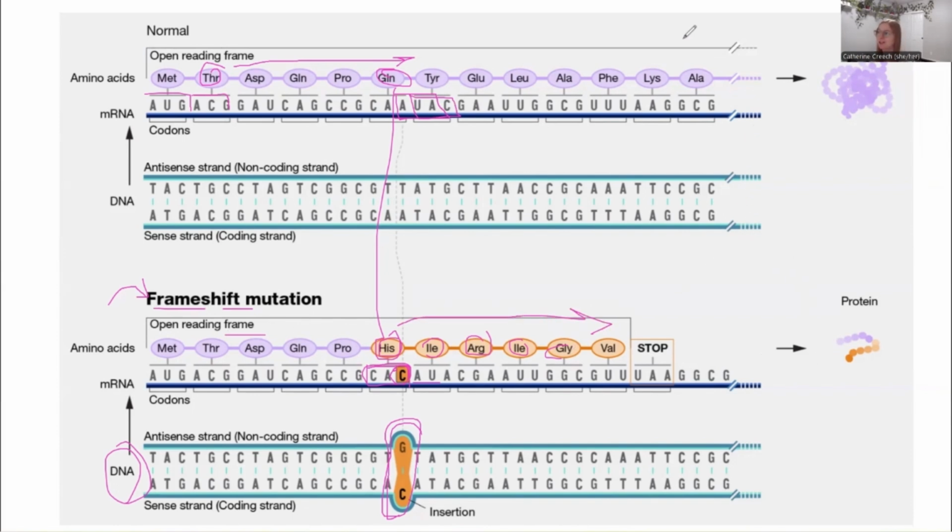And even worse, this should have kept going, but our frame shift mutation introduced a stop codon, which we know is a nonsense mutation. And that stop codon prematurely truncated this protein. And so now it's inaccurate and it's too short.